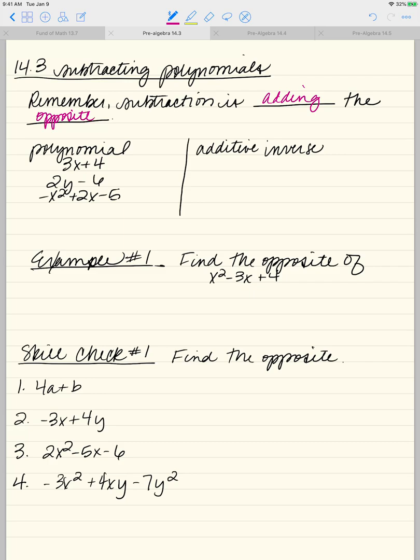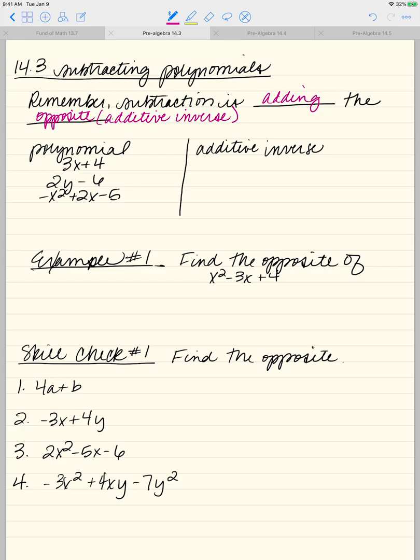Remember back in 6th grade when we had a funeral for subtraction, okay, because subtraction really is adding the opposite, or the additive inverse is another way that we can say opposite. And we're going to be using that principle over and over again in this lesson as we work on subtracting polynomials. Okay, first of all, I just want to review additive inverses.